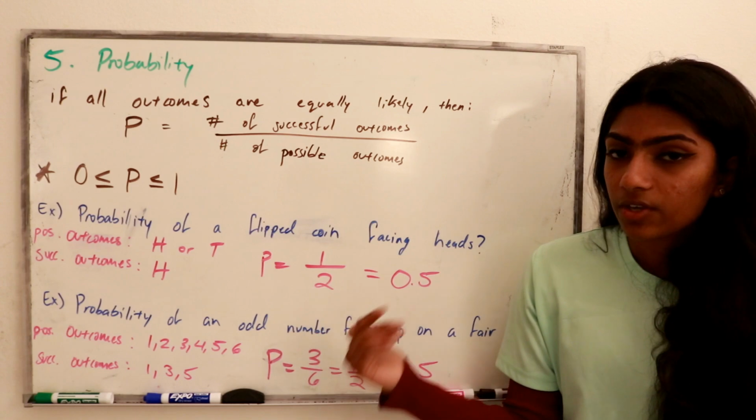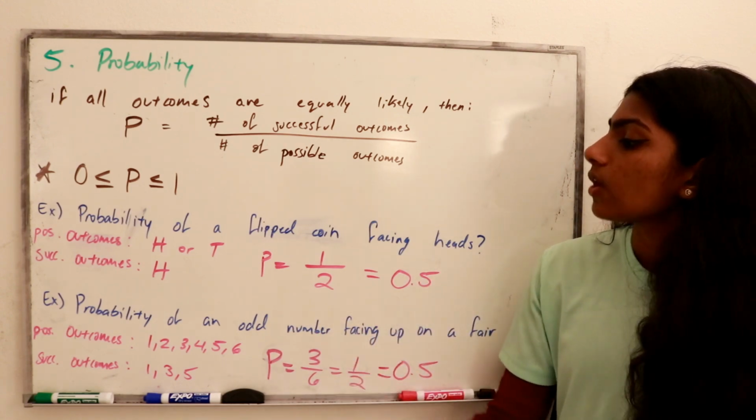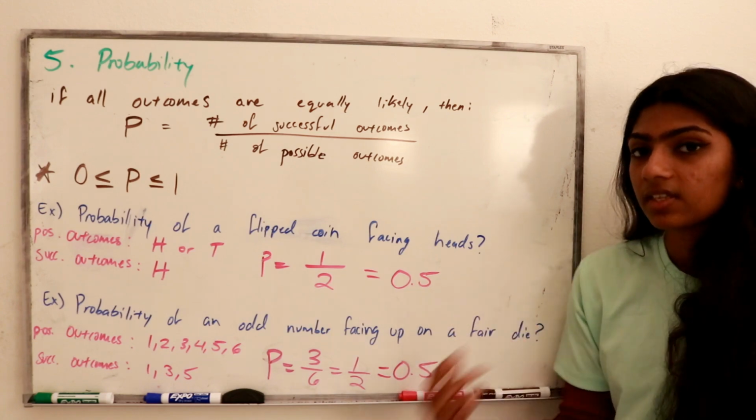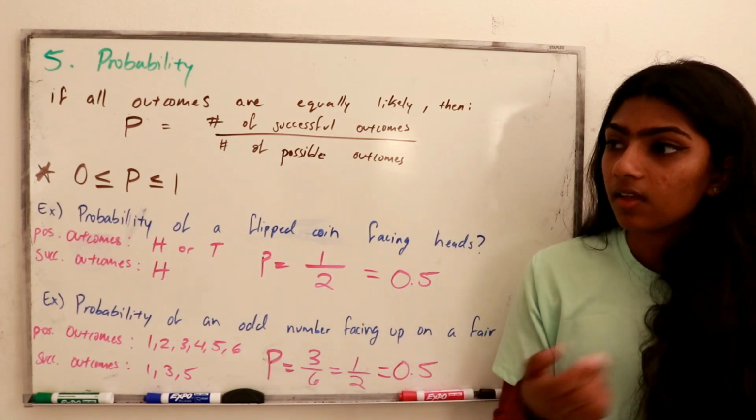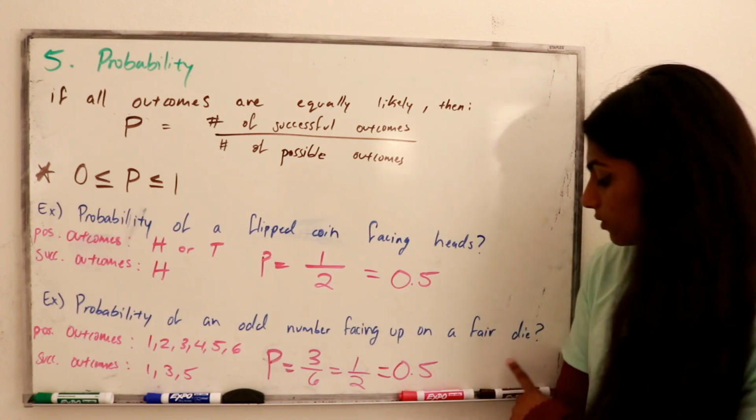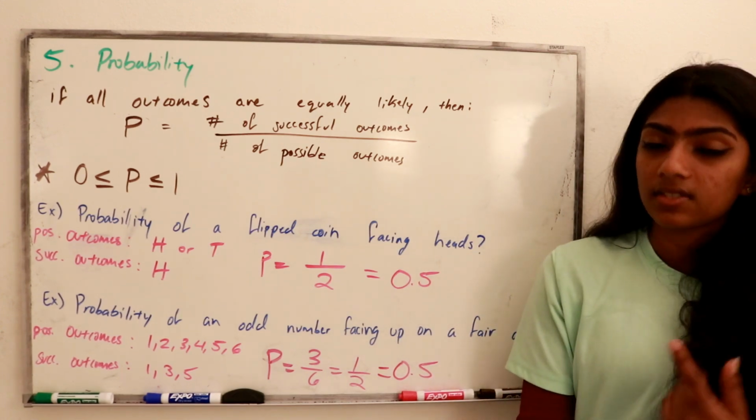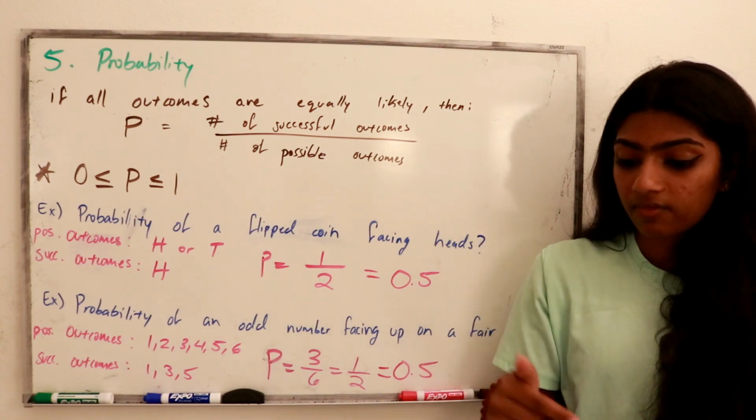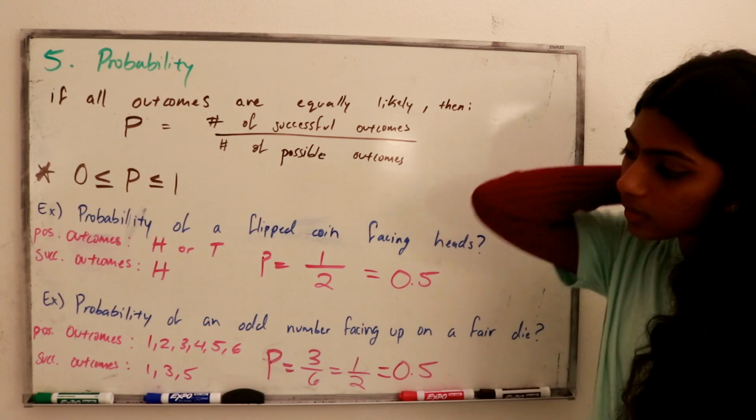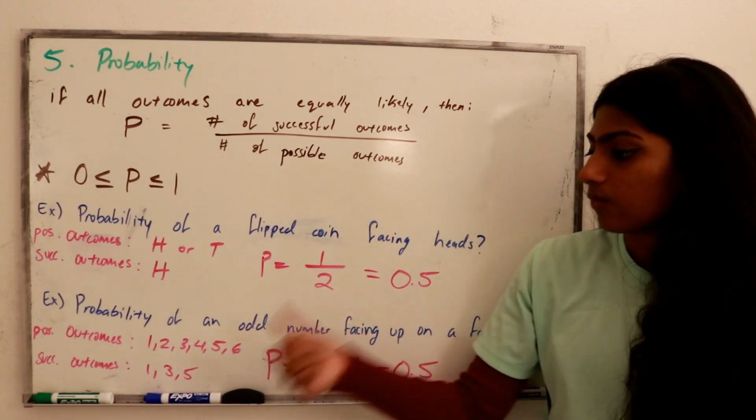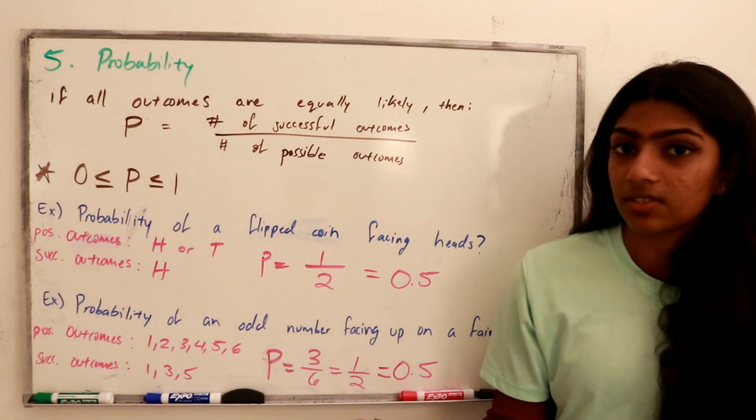Now let's look at a question with dice. So what is the probability of an odd number facing up on a fair die? So on a fair die, that means that all the faces have an equal chance of rolling. And if you don't know, a die has 6 sides, numbered from 1 to 6. So it has 1, 2, 3, 4, 5, 6 faces. So, looking at the possible outcomes, you can have any of those numbers. You can have 1, 2, 3, 4, 5, or 6 face up.